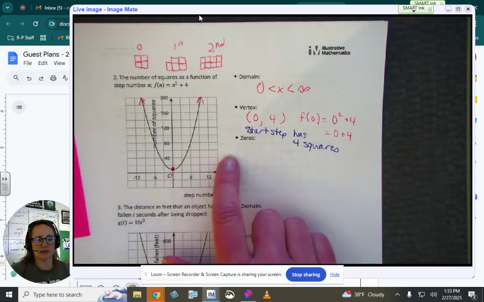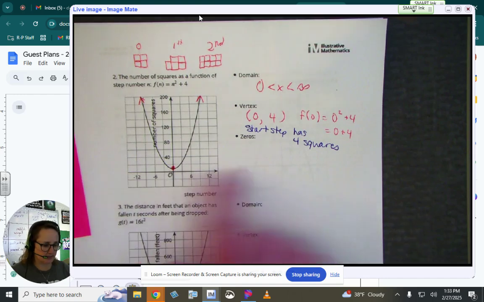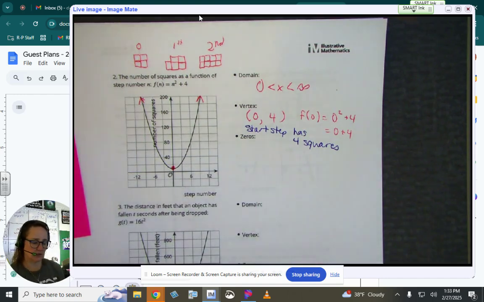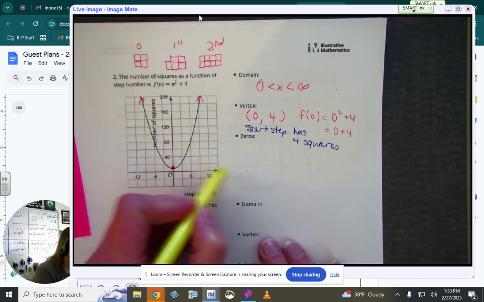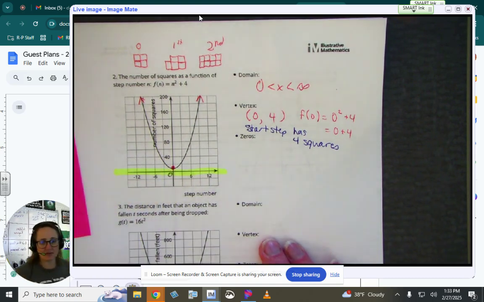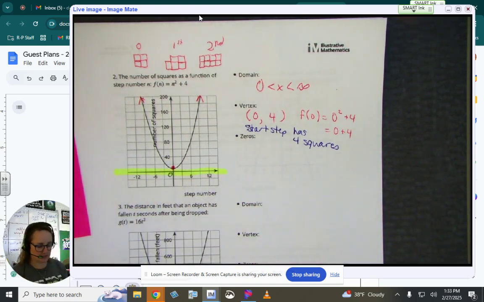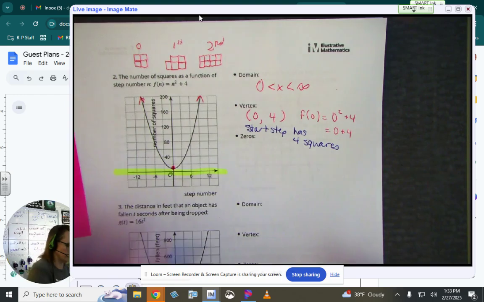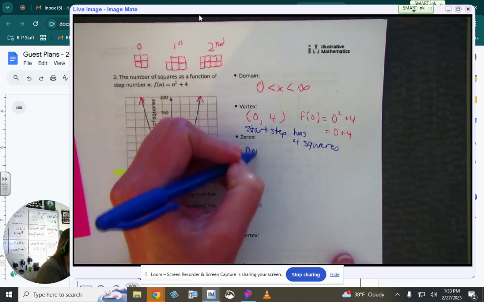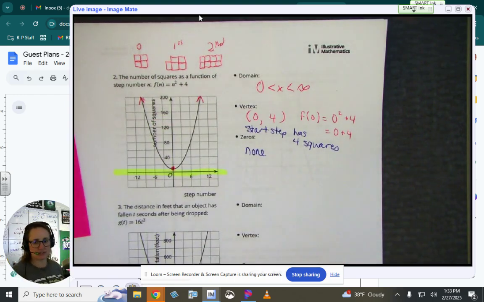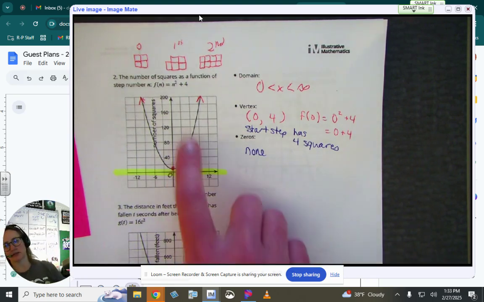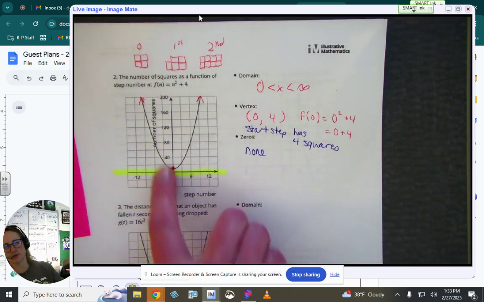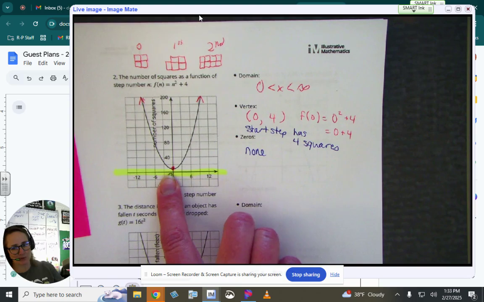Now, this graph, when I look at the zeros is where it hits this x-axis down here. This graph never, ever, ever crosses or hits that axis. So I would say none. We never have 0 squares is what that means, because this is our number of squares. We never have 0 squares.